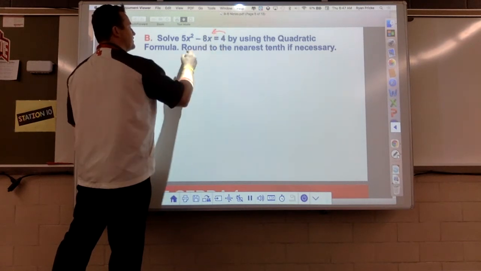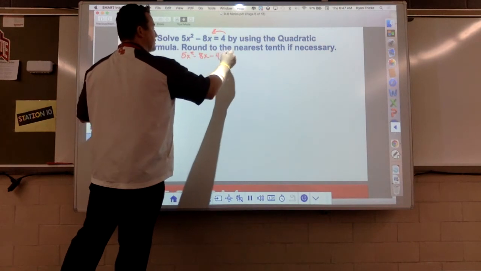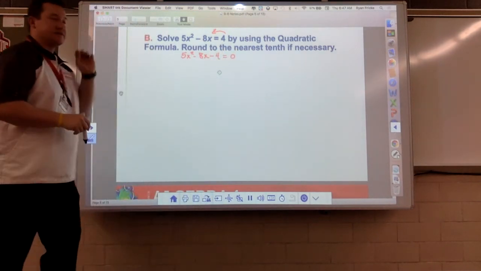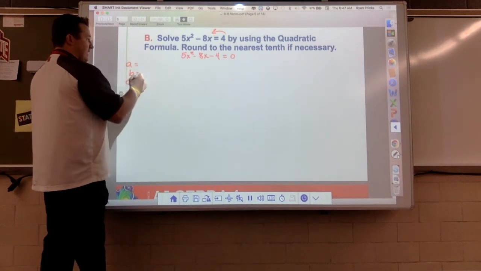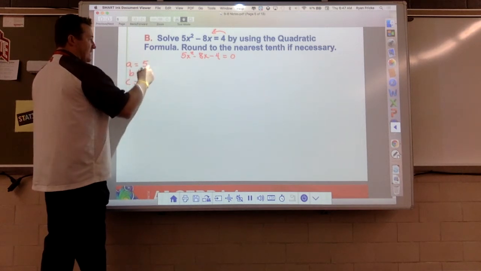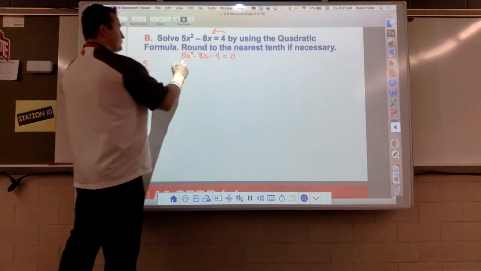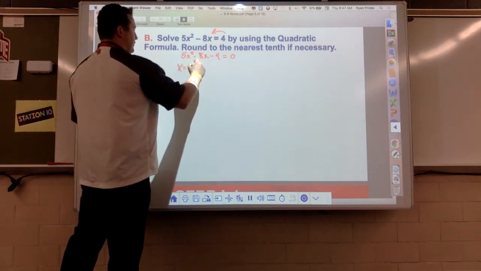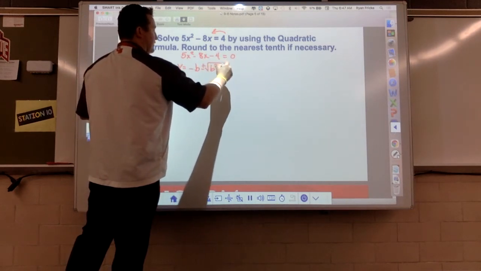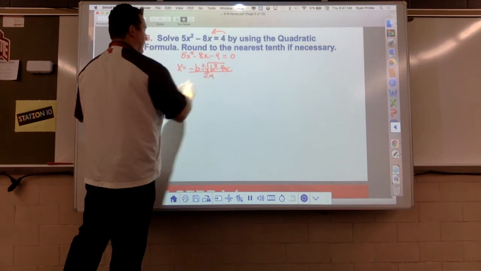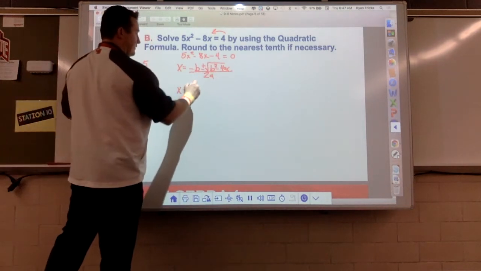Remember, we need to move this over here first. So 5x squared minus 8x minus 4 equals 0. It has to look like this before I identify my A, B, and C values. So A is 5, B is negative 8, C is negative 4. Okay? x equals the opposite of B, plus or minus. Look, you're going to get really good at writing this out, all over 2A. Okay? All right, opposite of B is 8.